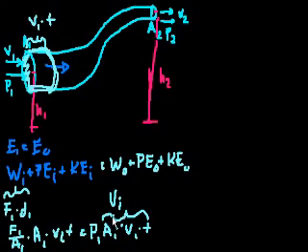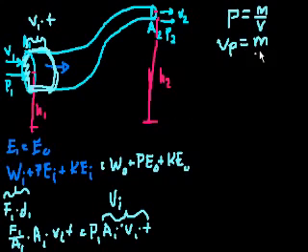I keep switching between the 1 and the I. But that's the input volume, right? And we know that density is just mass per volume, or that volume times density is equal to mass. Or we know that volume is equal to mass divided by density.